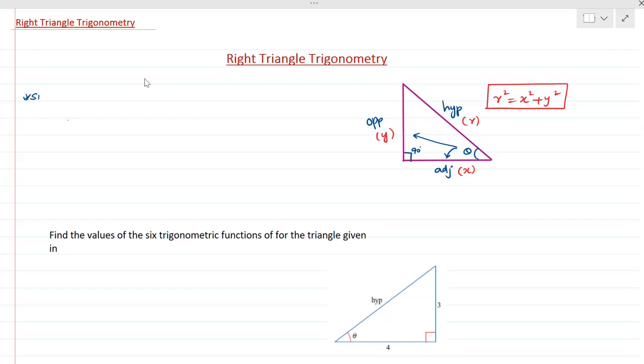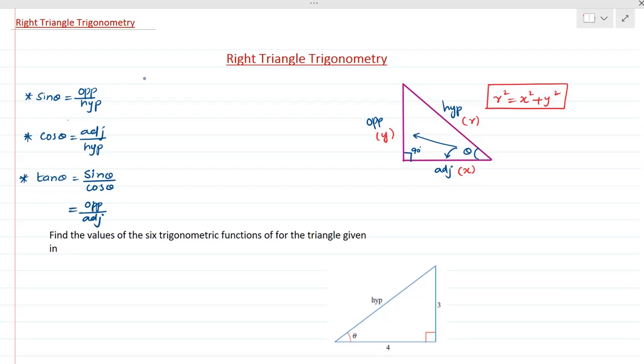Sine theta is equal to opposite over hypotenuse. The next one is cosine theta. It is adjacent over hypotenuse. The next one, tan theta. Tan theta is equal to opposite over adjacent, or we can write it as sine over cosine. Sine over cosine, so hypotenuse gets cancelled, and you will get opposite over adjacent.